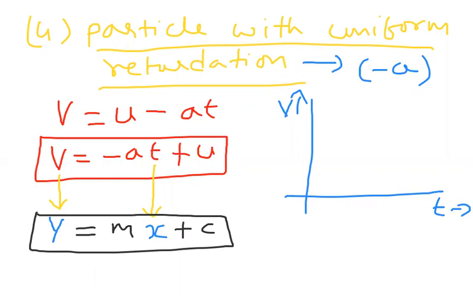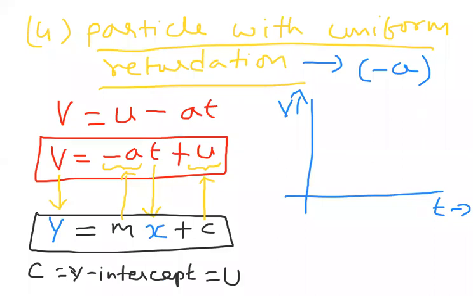From the straight line equation, what is m? M is nothing but minus a. What is c? Plus u. So clearly you can observe the points. C means the y-intercept, and it is positive. The y-intercept is equal to u. It is positive.